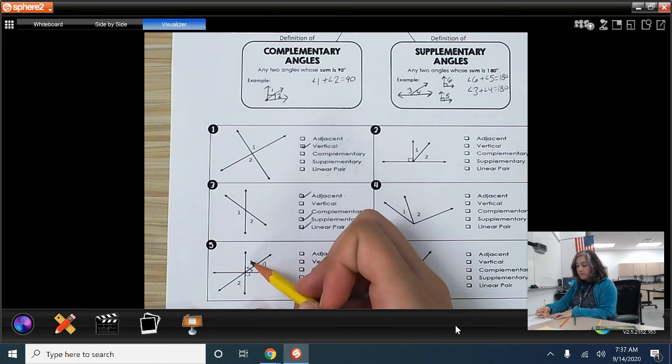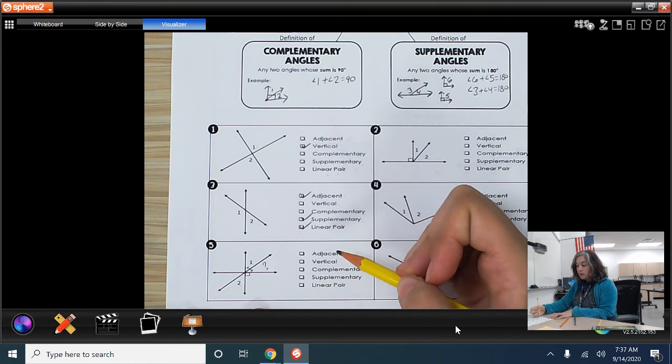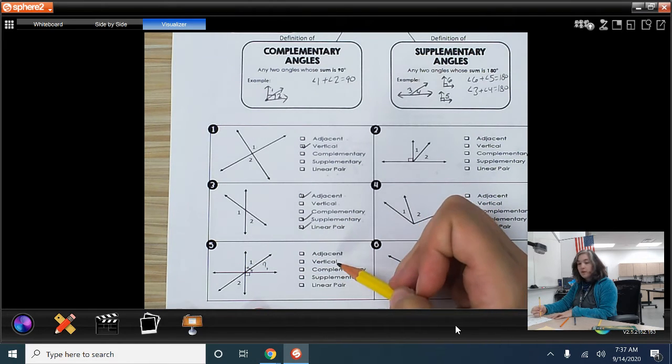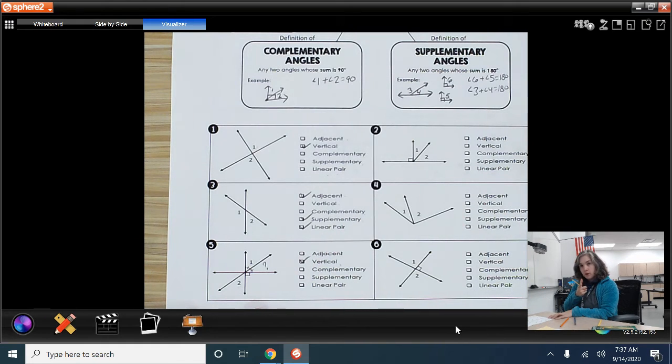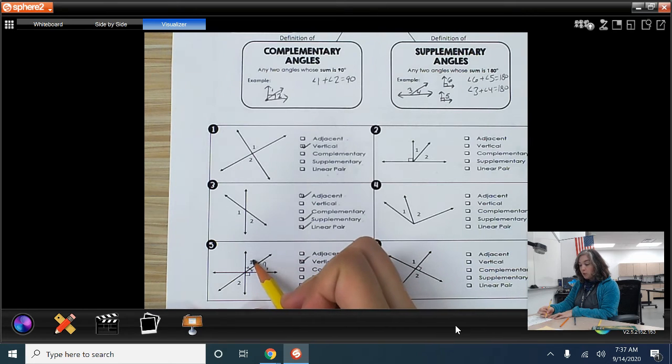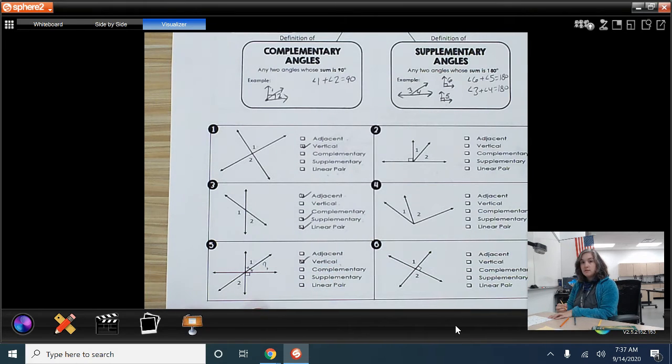Well, wait a second. Angle 1 and angle 2, are they adjacent? No. Are they vertical? Yes. Vertical angles. That means they're congruent. So if angle 1 is half of 90 degrees, that means so is angle 2. So if I add them together, they make 90 degrees. It's complementary. So do you see how important these diagrams are?